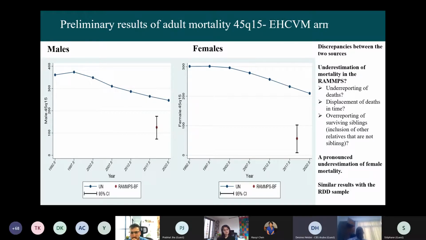The underestimation in the NAMS can come from underreporting of deaths, or displacement of events in time, because these estimates are related to the 3 years preceding the survey. And the underestimation can also come from an overreporting of surviving siblings in the NAMS. So this is something that we have to investigate more in the NAMS in order to understand why there are a lot of differences between our estimate and the UN estimate. Next slide, please.